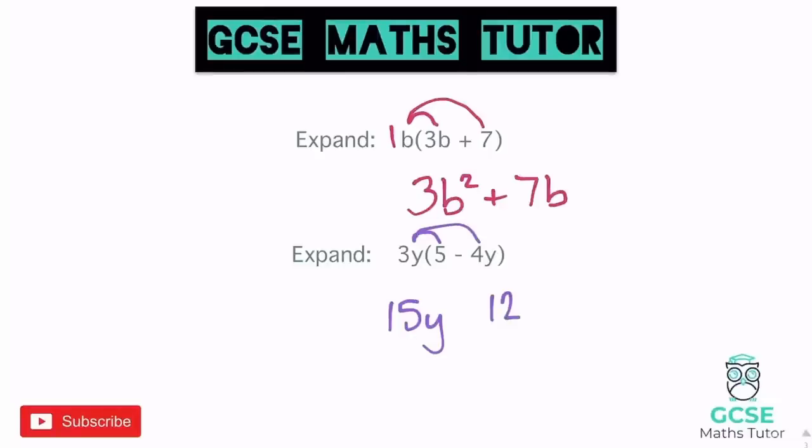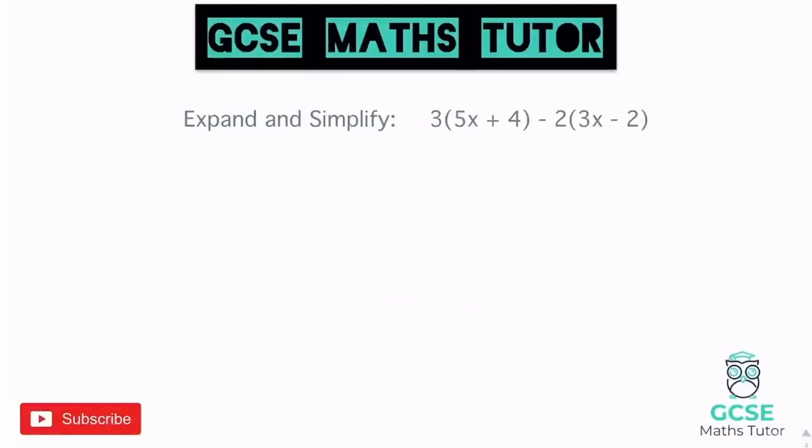Y times y is y squared. And then again copying that symbol as a negative. Expanding and simplifying two brackets, so we'll expand these separately, so let's have a look at the first one. So 3 times 5 is 15, and 3 times 4 is 12. So we have 15x plus 12.